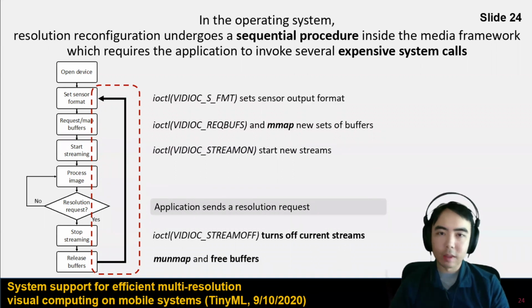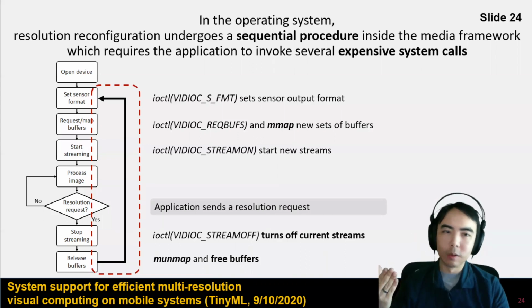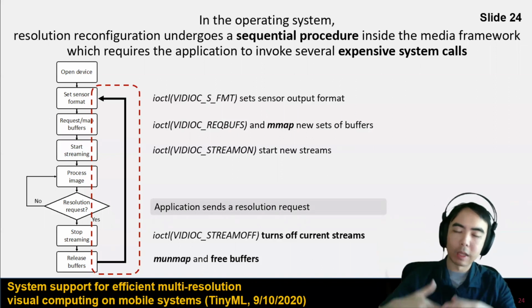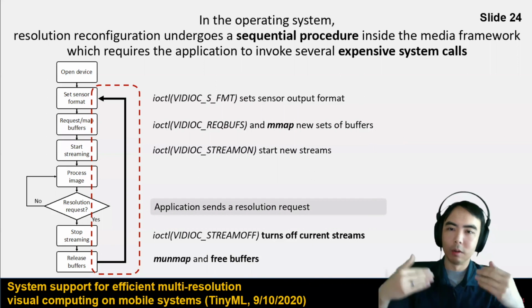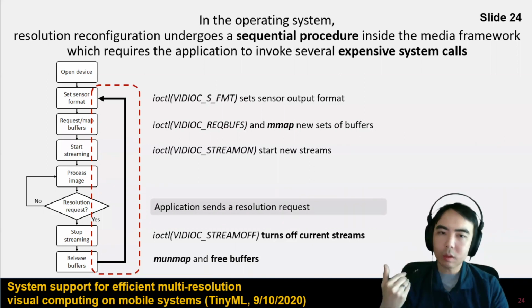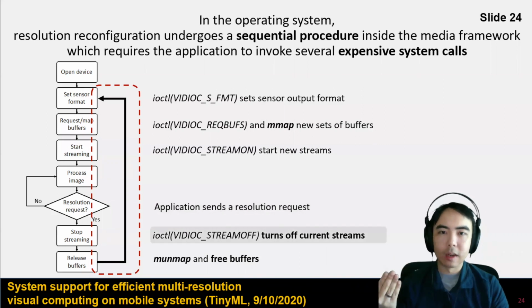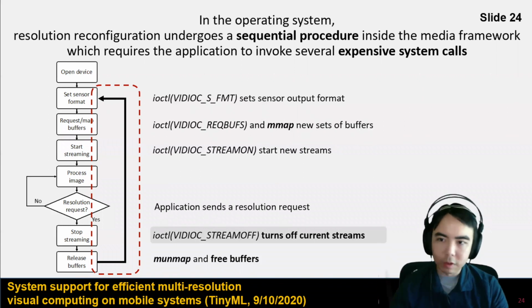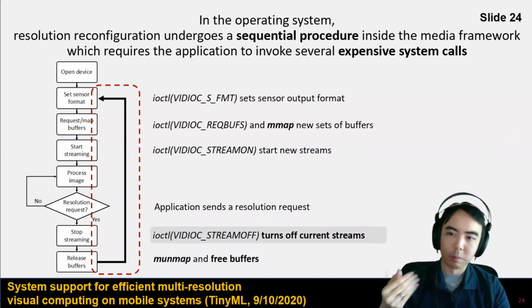So that's going to be the culprit here, because when your application wants to change its resolution, the first thing it's going to do is the application sends a resolution request. That's the level of abstraction. The application doesn't know anything else after that, of course. So it sends this request. So now it's up to the media framework to do its job. Well, the first thing that happens is that the media framework turns off the current streams so that it can change the streams. So it turns off the current streams, and that's where it's turning to black.